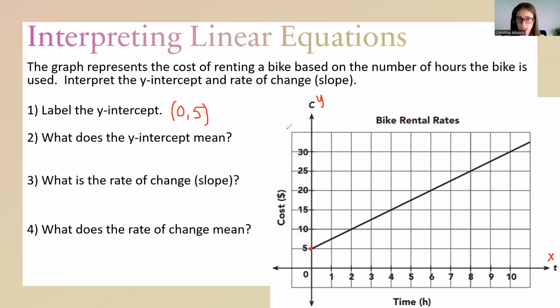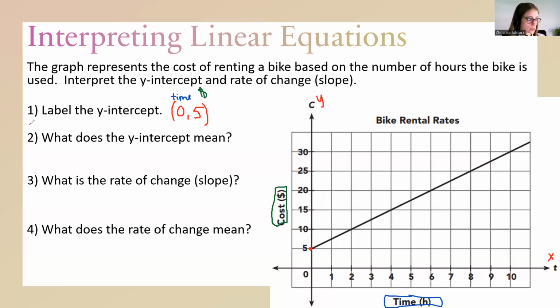Now we're being asked to interpret it. Basically, we're being asked to say what it means. What does this 5 represent according to this story? The easiest way to do this is basically just to figure out what your labels are. Your labels typically tell you what it means. So our y-intercept is located at (0, 5), and our x-axis here is time. So in this case, that means 0 time has passed, 0 hours has passed. And then the 5 is our y value, and our y values are all representing cost.